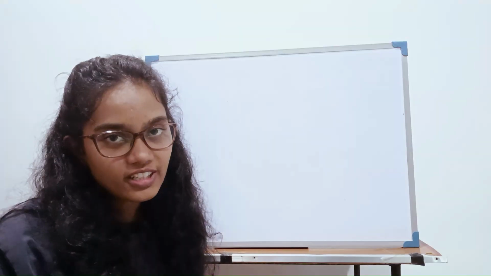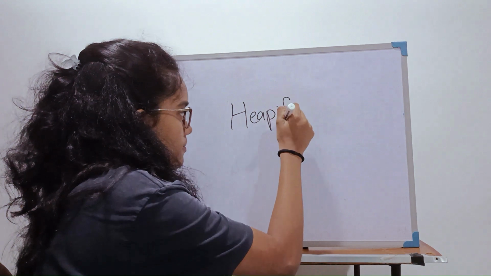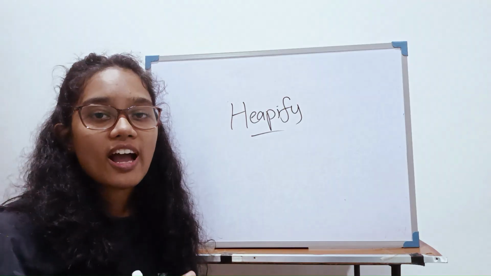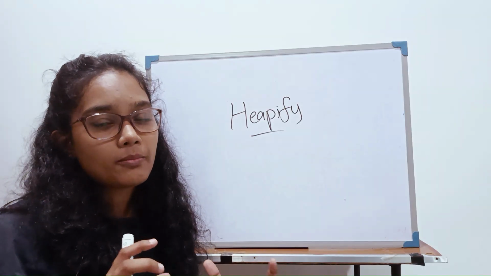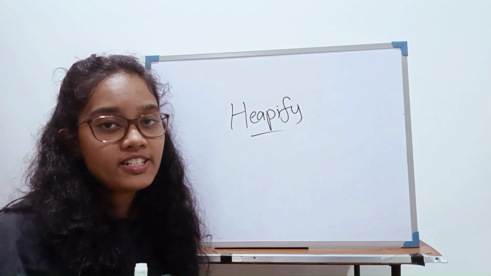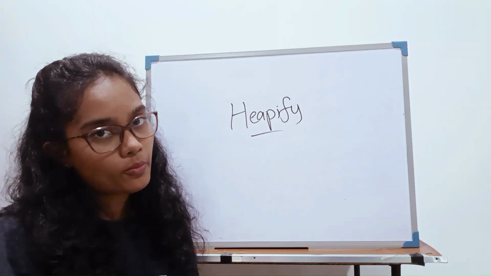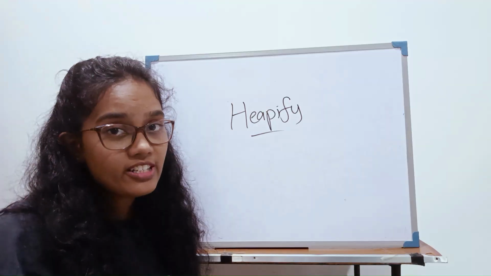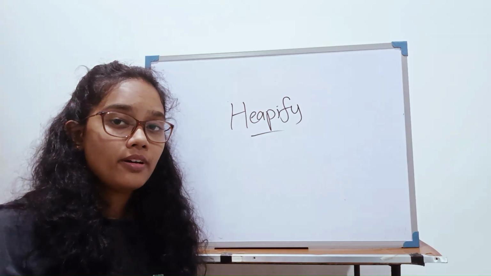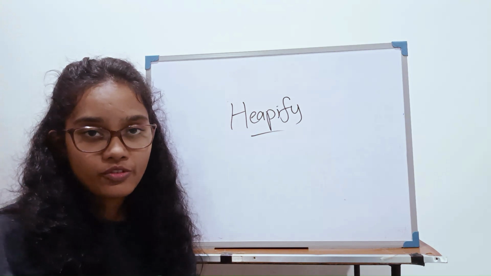Now let's look at the word heapify. So heapify is the process of adjusting a binary tree or a subtree in a binary tree so that it satisfies the heap property, max heap property or the min heap property. Heapify is the operation used in both building a heap and restoring a heap after removals.